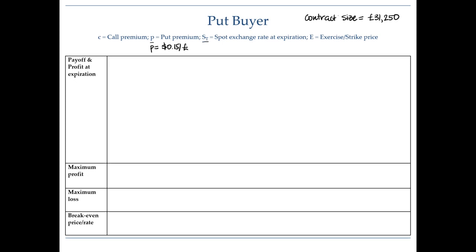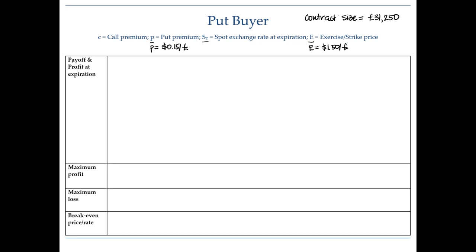S_T is our future spot exchange rate at expiration. We do not know this, so this is what the exchange rate will be at the spot market in 3 months or 6 months or 1 year from today, whatever happens to be our expiration date. E stands for our exercise rate or strike price, and in our case, let's say our exercise price is $1.50 per pound, which means you as a put option buyer have the right to sell pounds for $1.50, and obviously you do not have to do that.